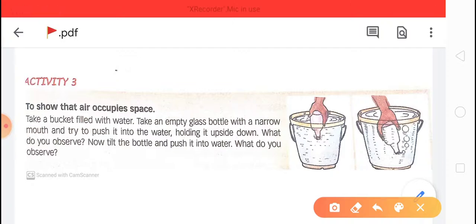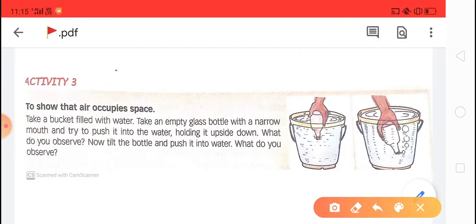Means when we tilt the bottle in the water, the air inside the bottle comes out in the form of bubbles and water goes inside the water bottle. Okay, from this it shows that air occupies space. Means when the air is inside the bottle, water does not go inside, and when air comes out, water gets inside the water bottle. From this activity we come to know that air occupies space.